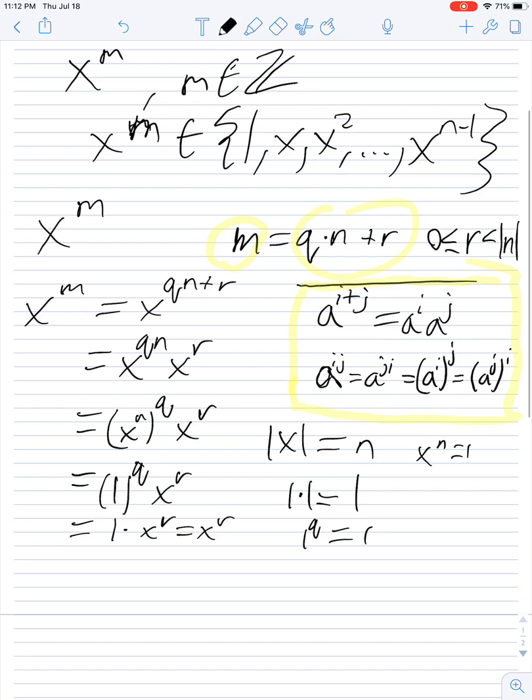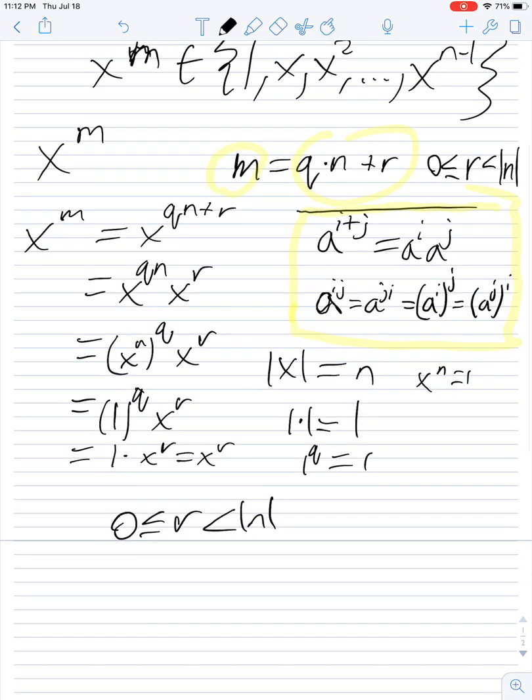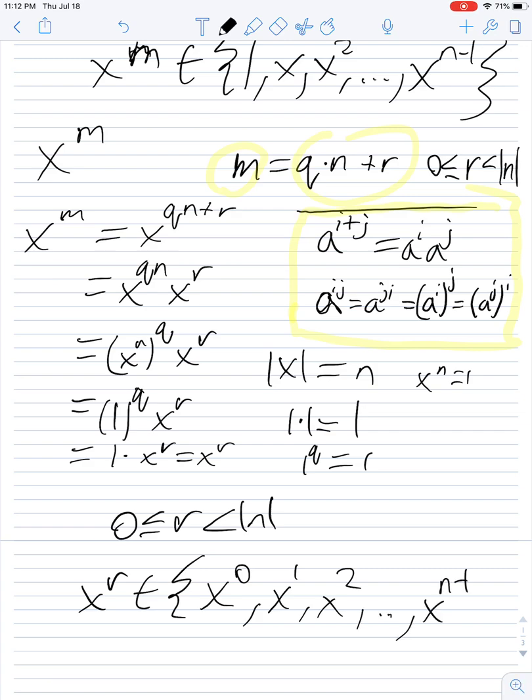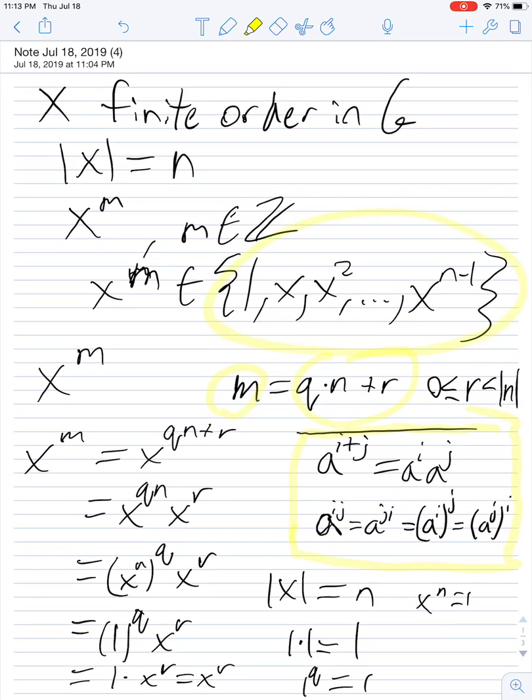Now, we have exactly what we wanted to show. Why? Well, because r is some number less than n and greater than or equal to 0. So it's definitely the case that x to the r is inside the set of x to the 0, x to the 1, and x to the 2, all the way up to x to the n minus 1. It could be any of those, because n minus 1 is the next integer less than n. So this is exactly the same as this up here. Awesome.